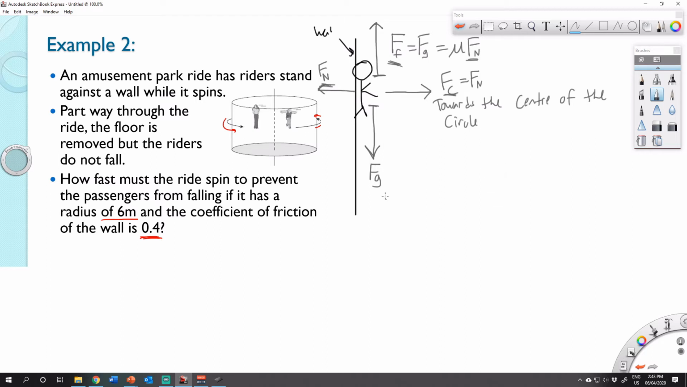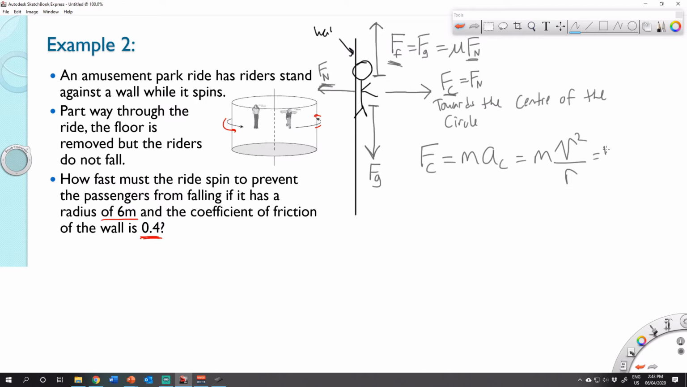Now let's set up some equations. We know from previous lessons that centripetal force is equal to mass times centripetal acceleration. But we can also say centripetal force is equal to mv squared over radius, or it can be mass times 4 pi squared r over T squared.